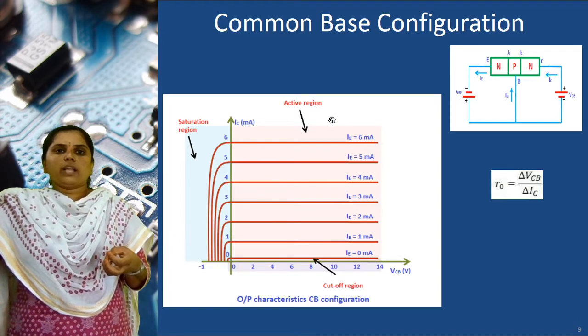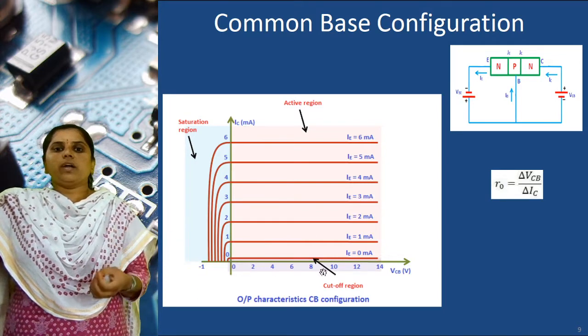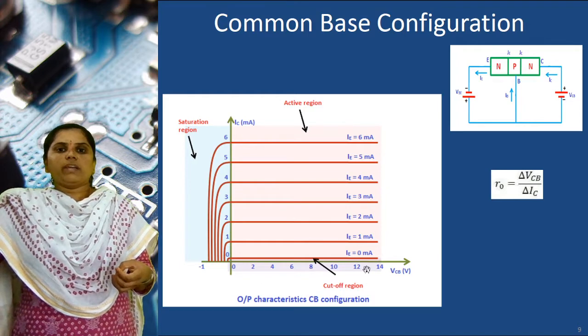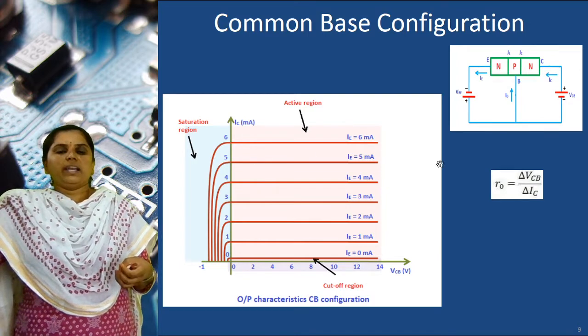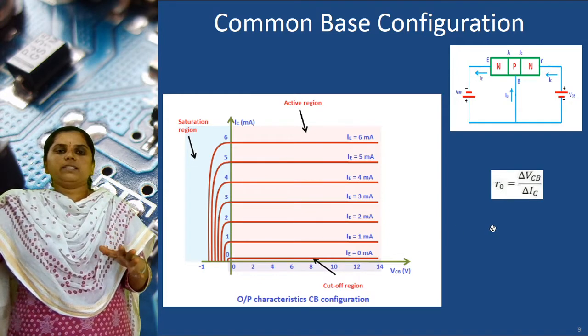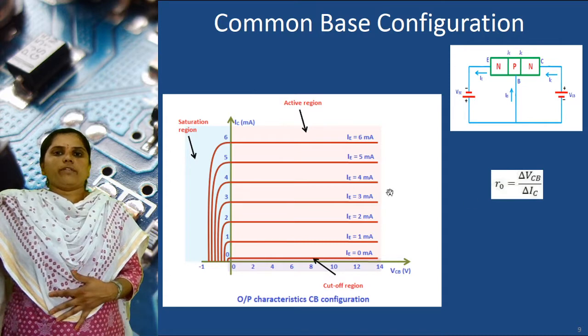So in the output characteristics, the collector current does not depend on the output voltage. Without giving any output voltage, we can get the current here, so it is constant. This is the output characteristics of the common base configuration.